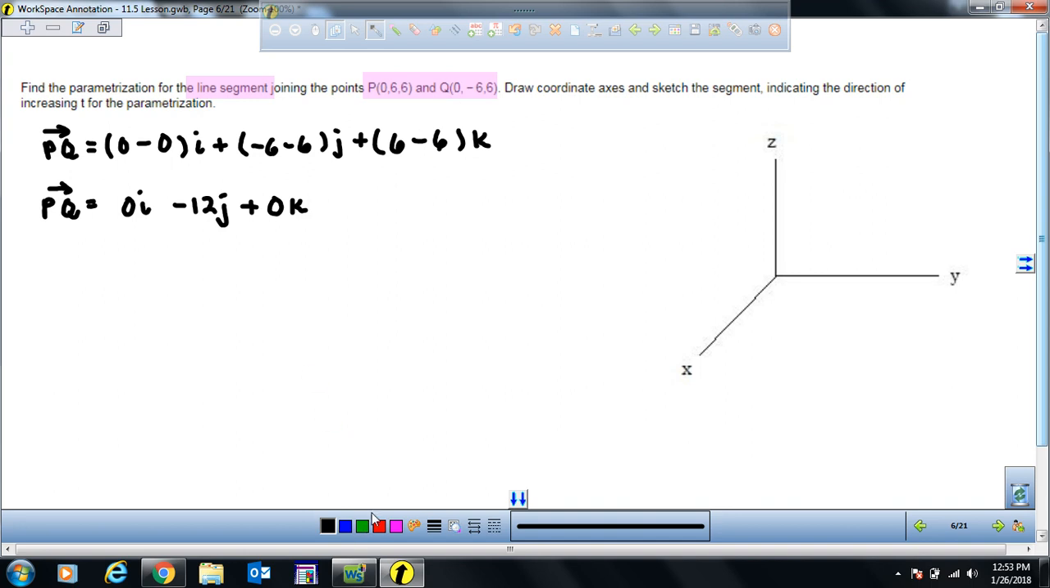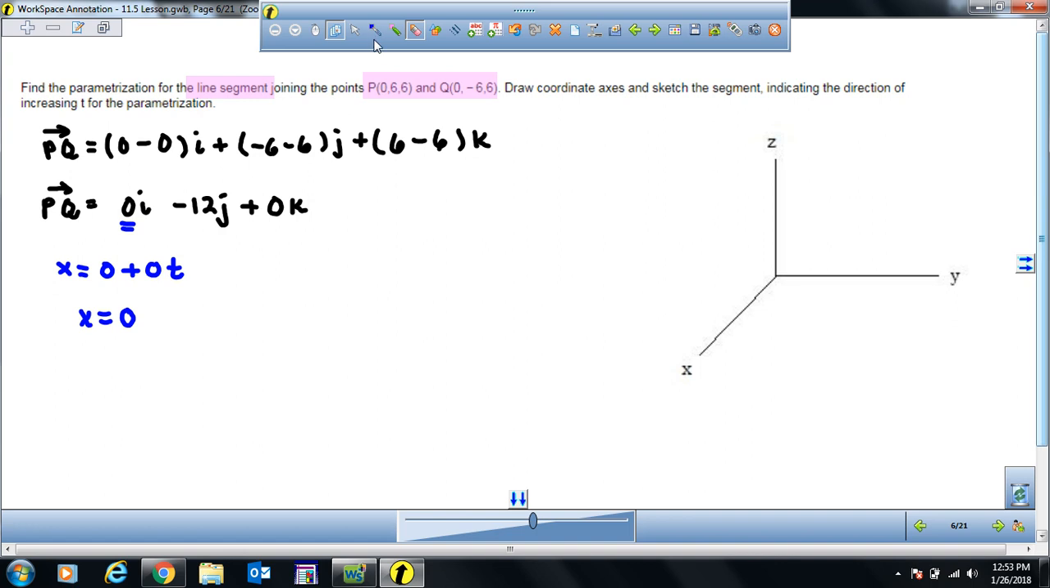Okay. So now we're going to write parametric equations for that vector, taking the (0, 6, 6) as my initial point. I'm going to say that x is equal to my initial value of 0 plus my x component, 0, times some parameter t. Mainly, since it is both zeros, then it's just x equals 0. So that's just a constant at 0.